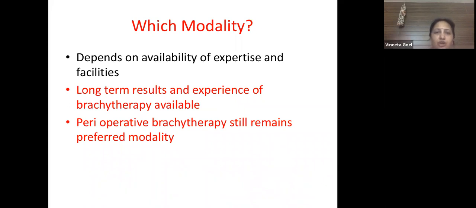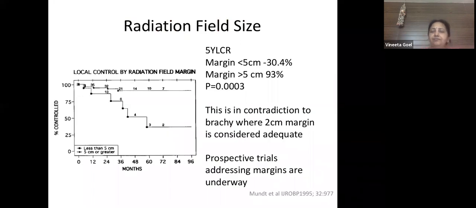We have much longer results of brachytherapy and much more experience of using perioperative brachytherapy for soft tissue sarcomas, and we must continue to use that. It is still the preferred modality. What is important is to treat your patients well and choose a modality of radiation therapy depending on the facilities and the expertise, whatever is available, wherever you're treating your patients. But I just wanted to highlight this option of using brachytherapy, or external beam RT with either conventional RT or IMRT.